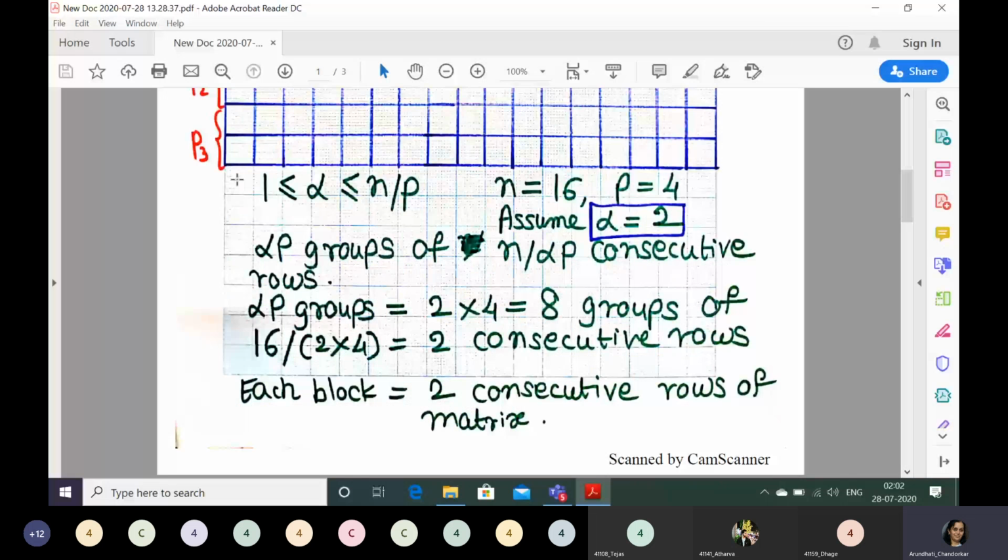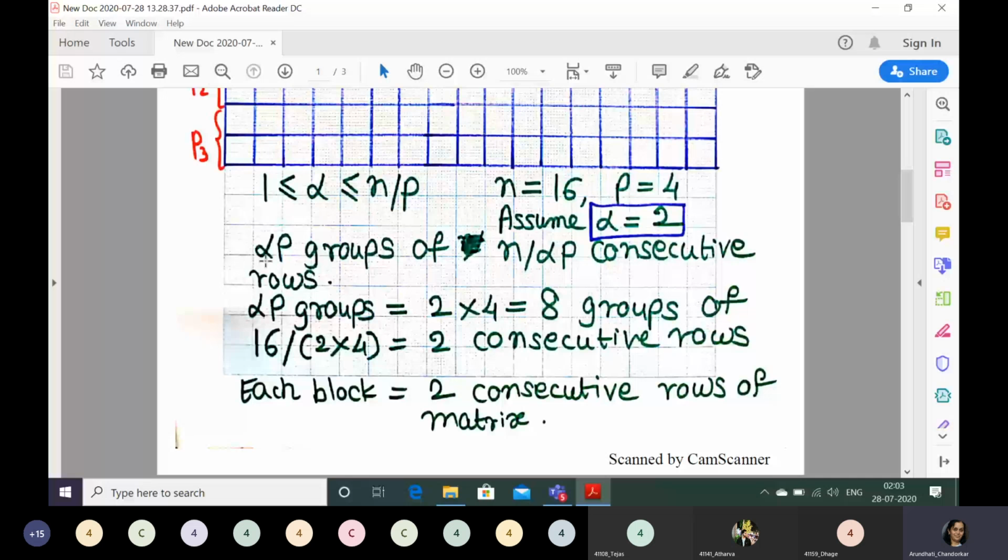Here alpha is equal to 2. So alpha p groups of n by alpha p consecutive rows. So what is done in this block cyclic? It is the whole matrix n by n, that is 16 by 16 in this case. It is divided into alpha p groups. So substitute how many groups? There should not be any confusion now. Alpha here is 2. Why? It is in between 1 and n by p, 1 to 4. So 2 is in between 1 and 4.